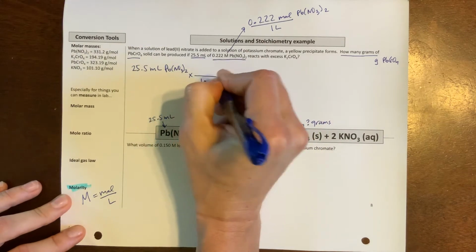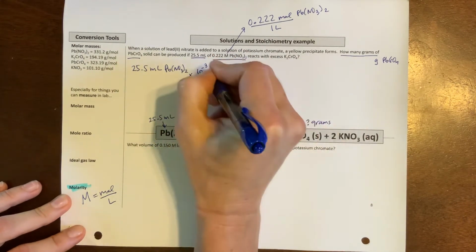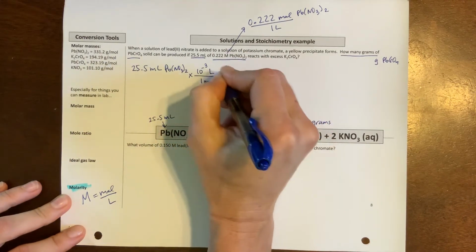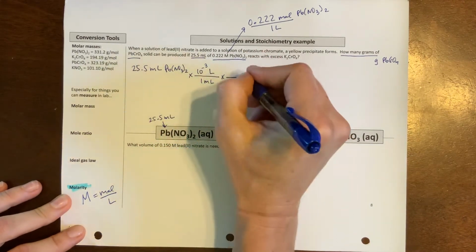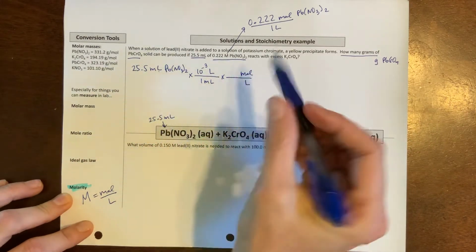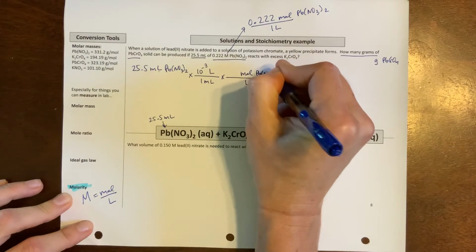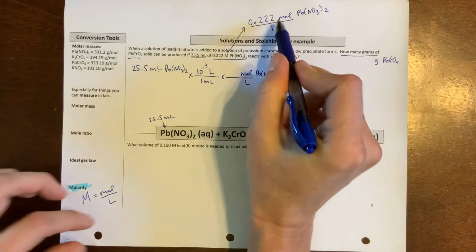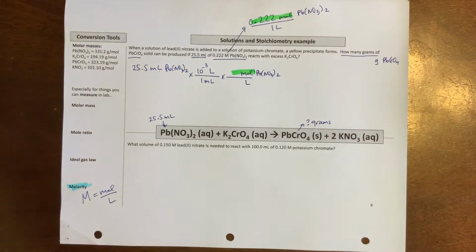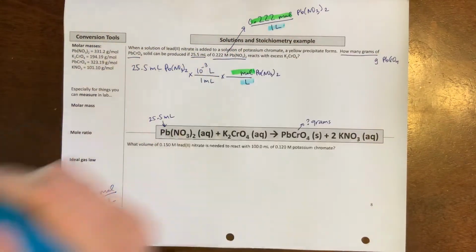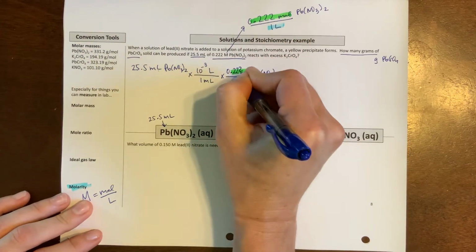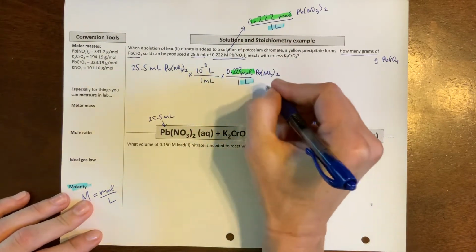So 1 mL is the same as 10 to the negative 3 liters, all of lead nitrate. And then liters come to the denominator, moles on top. Now I can get from my mL into moles of my lead nitrate. And this is where this value is going to come in. So I've got my moles over my liters. And I'm going to plug that number in, 0.222 moles, always per 1 liter when I have molarity.